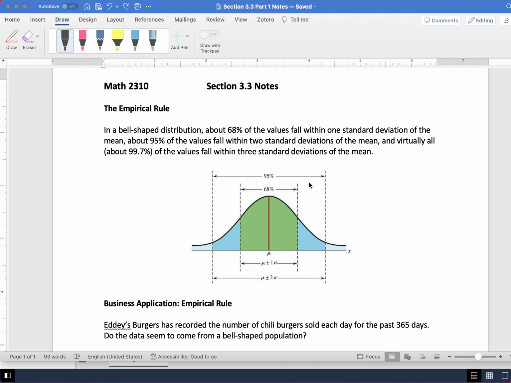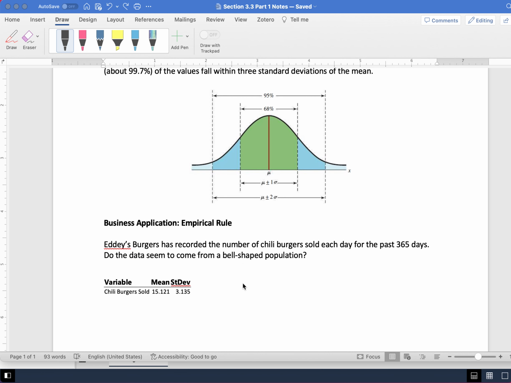95% of the values will fall within two standard deviations of the mean. So this is mean plus 2 times the standard deviation, and this is mean minus 2 times the standard deviation. And virtually all, or about 99.7% of the values, will fall within 3 standard deviations of the mean.